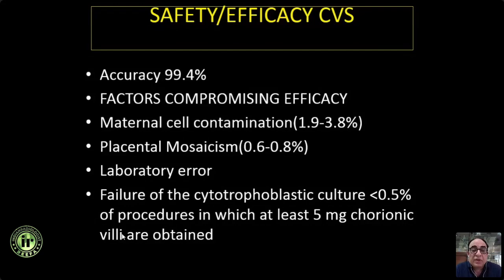You can have maternal cell contamination, because ultimately you have a fetal and a maternal component of the placenta. You can have confined placental mosaicism, because the placenta itself can have a mixed cell line, as you know, and this may not be completely representative of the fetus. Fetus may be normal, and yet the placenta may have some mosaic error.